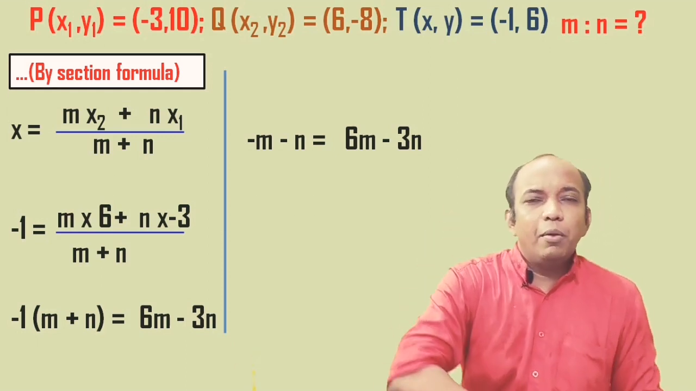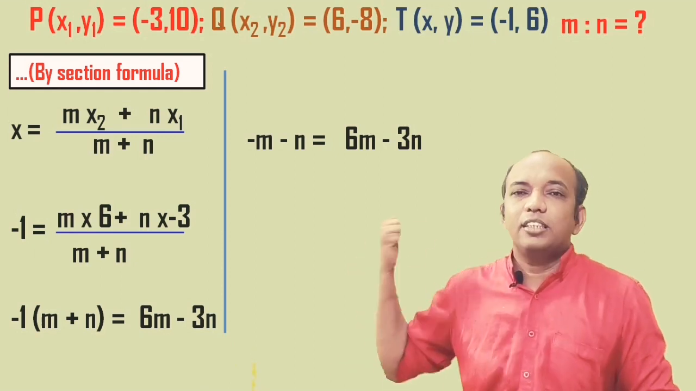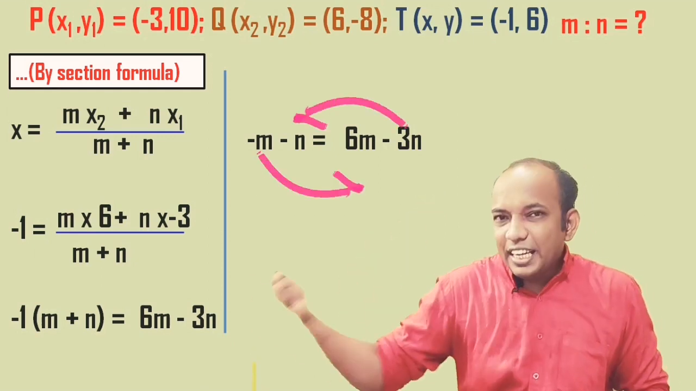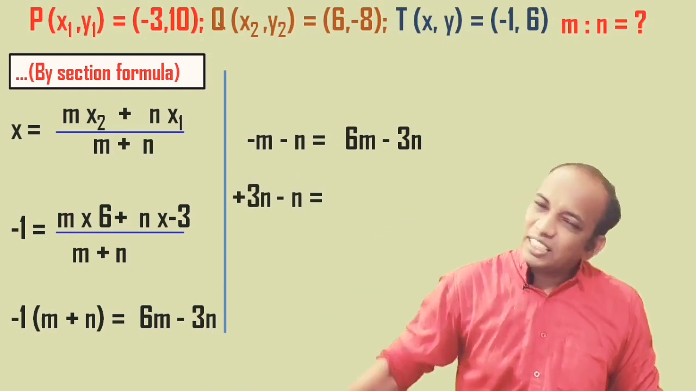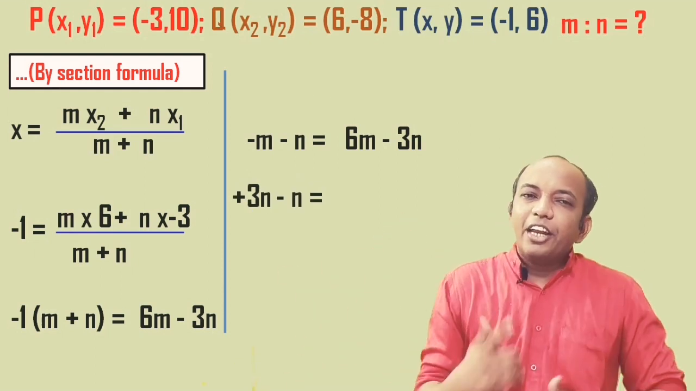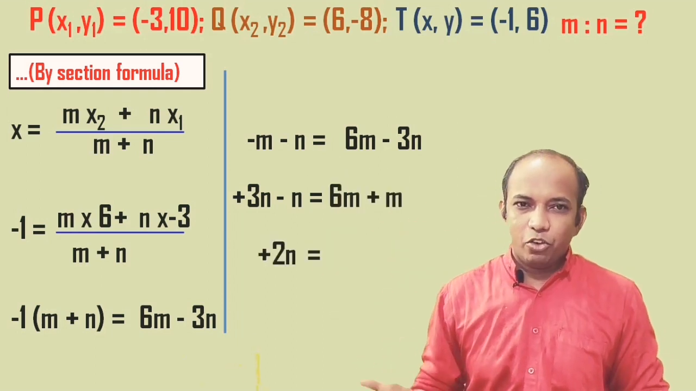All the values of m will be made on one side and n on the other side. So as a result, we get 3n negative n equals to 6m plus m. After carrying out the operation, we get 2n equals to 7m, of course.